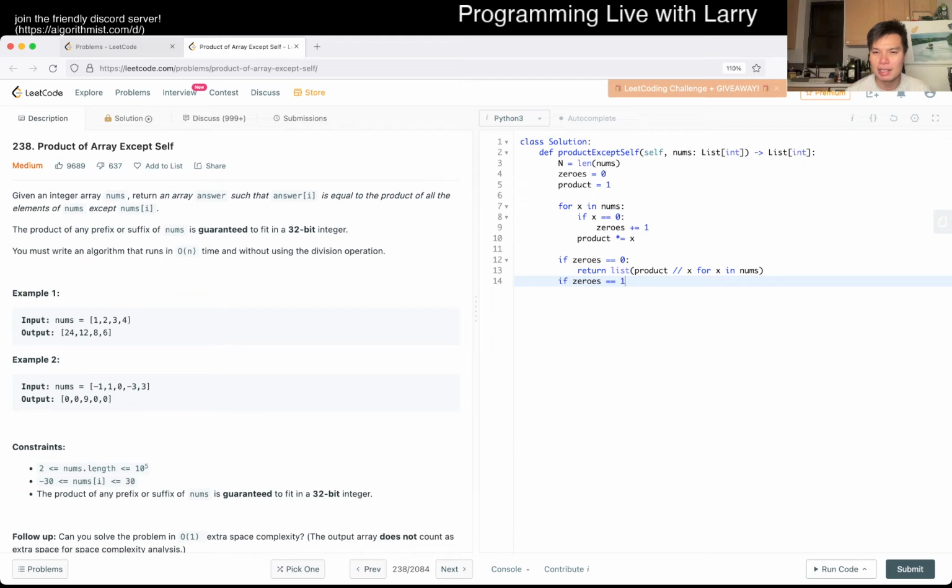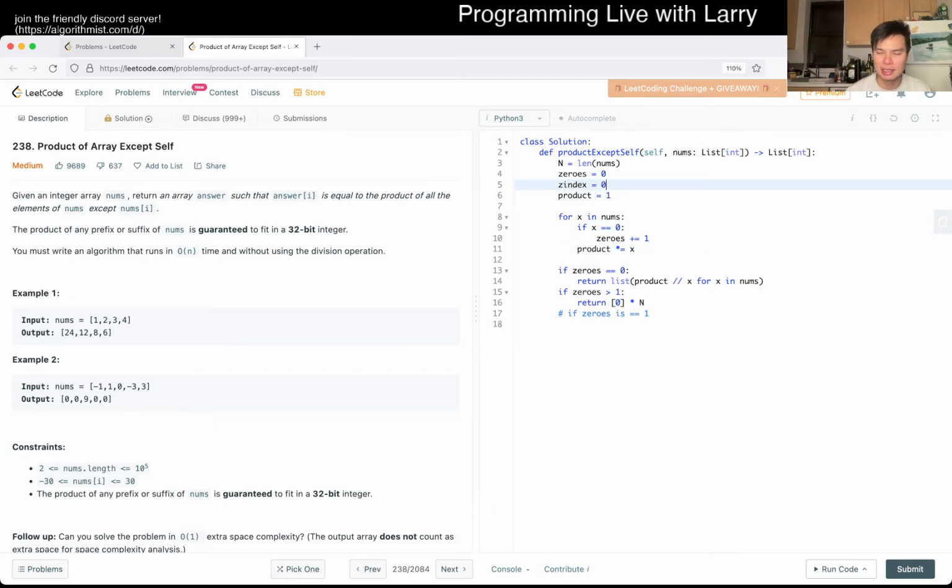If zeros is equal to 1, what happens, right? Then we know that the product is going to be 0. Let's do the other one first, I guess. If it's greater than 1, like we said, we're just going to have a list of 0 times n, because it's going to be 0 since there's another 0 elsewhere. There's at least one zero everywhere. And now, if zeros is exactly 1, then we find the index. Let's do z index is equal to none.